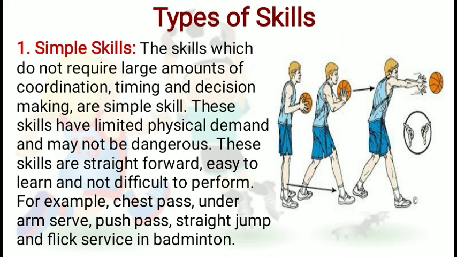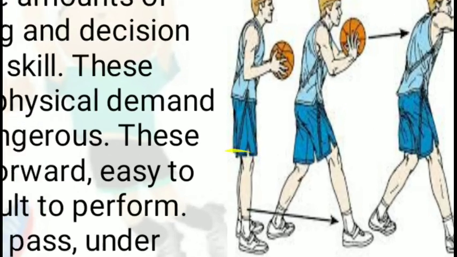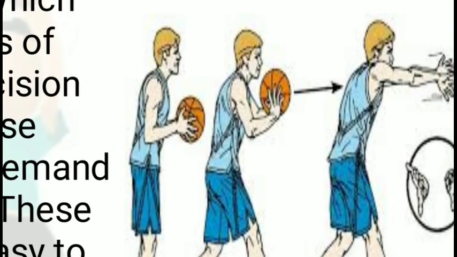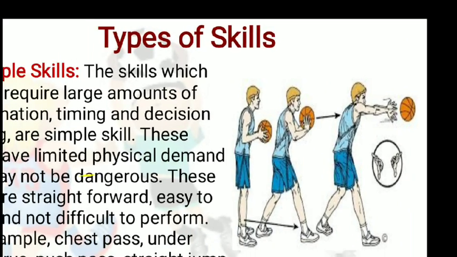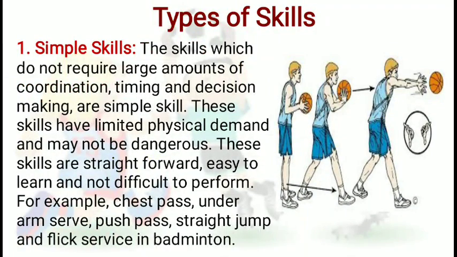For example, the chest pass in basketball. You can see this is the image of the chest pass, and this skill does not pose any problem, because it is learned very easily. You need to remember clearly that the skills which do not require a large amount of coordination, time, and decision making are considered simple skills. So we have the chest pass in basketball. You can see here a picture of the chest pass being done by the player: the first position, second position, third position, and how to release the ball.